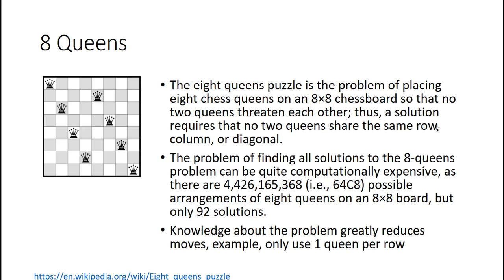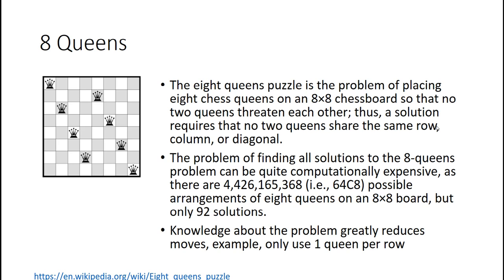The problem of finding all the solutions to the eight queens problem can be expensive, as there are, let me count this, hundreds, thousands, millions, billions, 4,426,000,000 possible arrangements of eight queens. Now, not all of those meet the criteria. What meets the criteria is 92 solutions. So the goal is to find one of the 92 solutions out of more than 4 billion moves. It's a bit like finding the needle in the haystack.